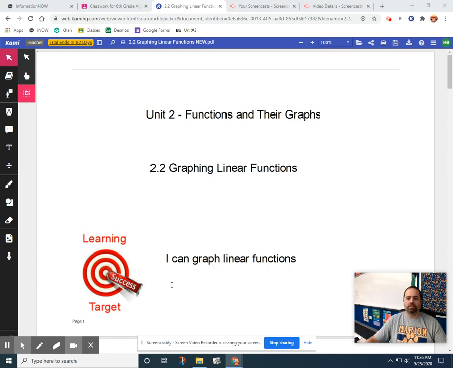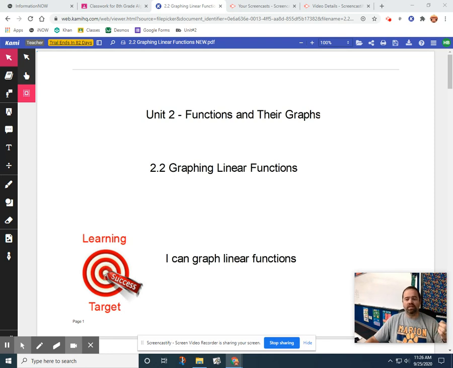So hopefully I'm going to be able to kill two birds with one stone here and show you guys a little bit how to use this Cami add-on that I've asked you to download and show you how to graph a linear function.